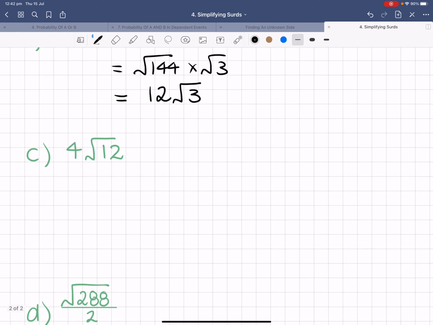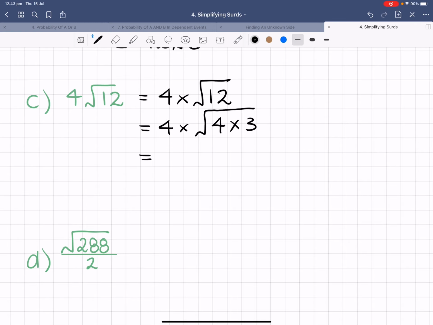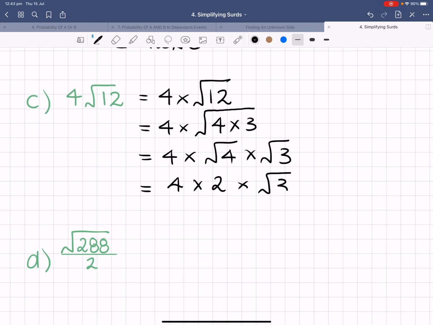All right, next one. So this time we've got a number out the front. So remember, this is the same as 4 times the square root of 12, okay? Then we do the same thing. Let's break 12 up into two numbers where one's a square number. So those numbers are 4 times 3, okay? So then we've got 4 times, we can break that into two separate square roots. So 4 times the square root of 3. That just equals 2. So 4 times 2 times the square root of 3.